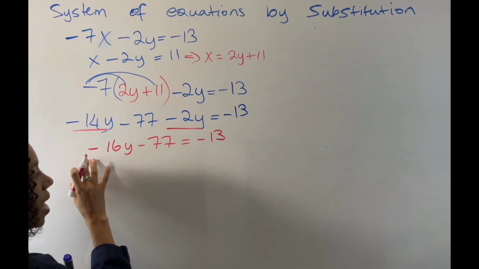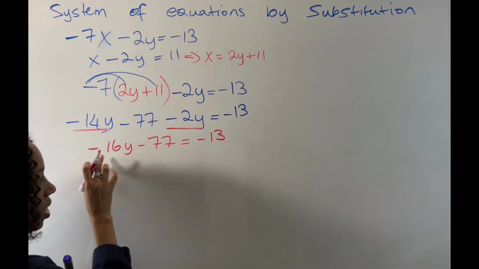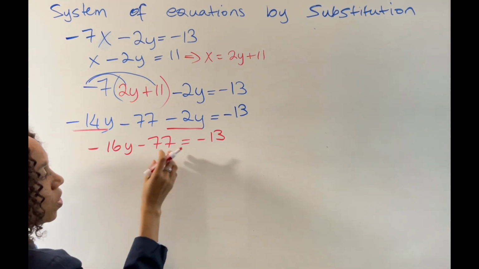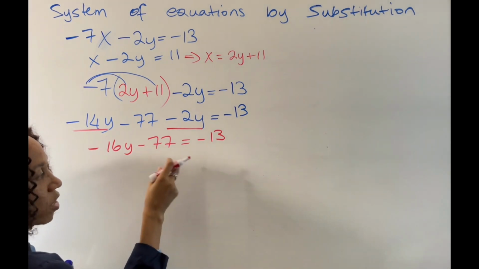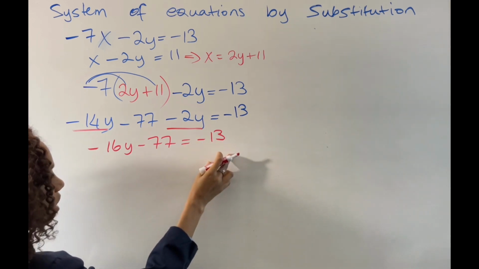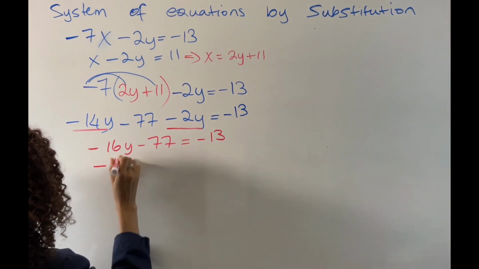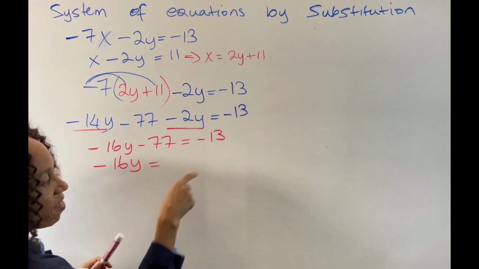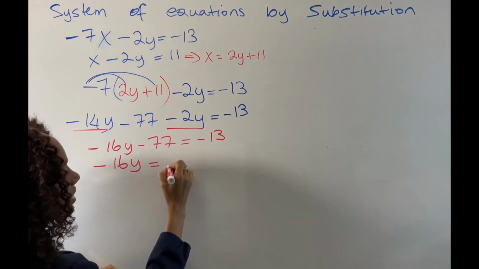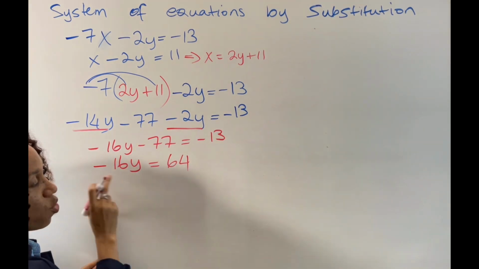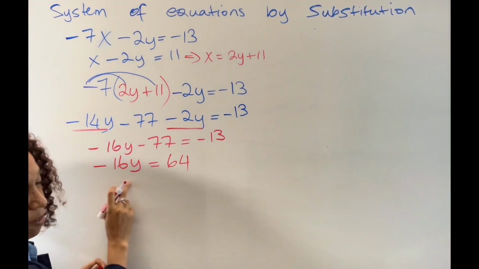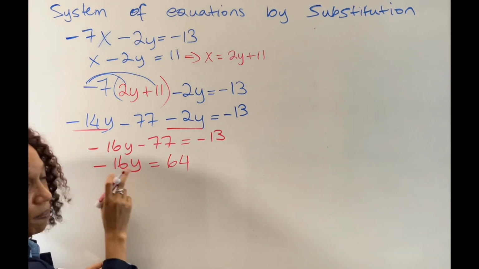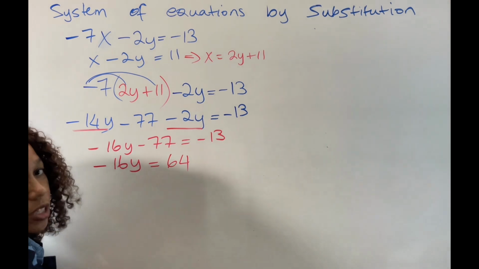You have negative 77 attached to the negative 16y, and you have to get rid of it by doing the inverse. So because it is subtracting, the inverse of subtract is addition, so you're going to add it on this side. So you would end up with negative 16y equals negative 13 plus 77, which is going to give you a positive 64. In order to solve for y, you are going to divide by negative 16 on both sides because negative 16 is being multiplied onto the y, and you have to do the inverse, which is divide.